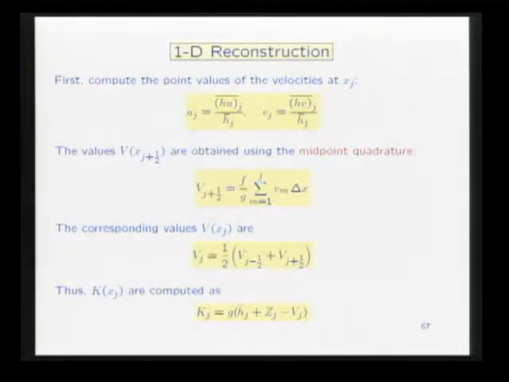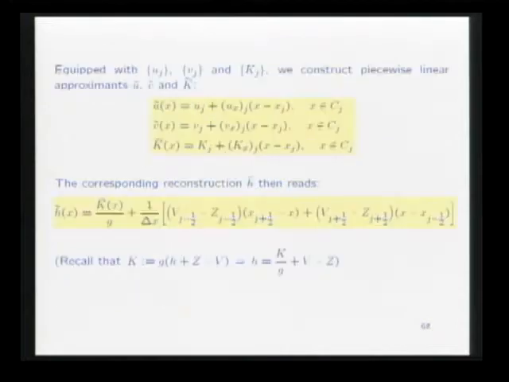This is the integration. And then when we have capital V at cell interfaces, the average of two cell interfaces gives capital V in the center. Then we can compute K, because K is G times H plus Z minus capital V. And then we reconstruct the equilibrium variables U, V, and K. These are piecewise linear reconstructions. And then with this reconstruction, we obtain the reconstruction for H. That's absolutely crucial to design the well-balanced scheme in the case of Coriolis forces. In 2D, it's more complicated, but the same idea works.